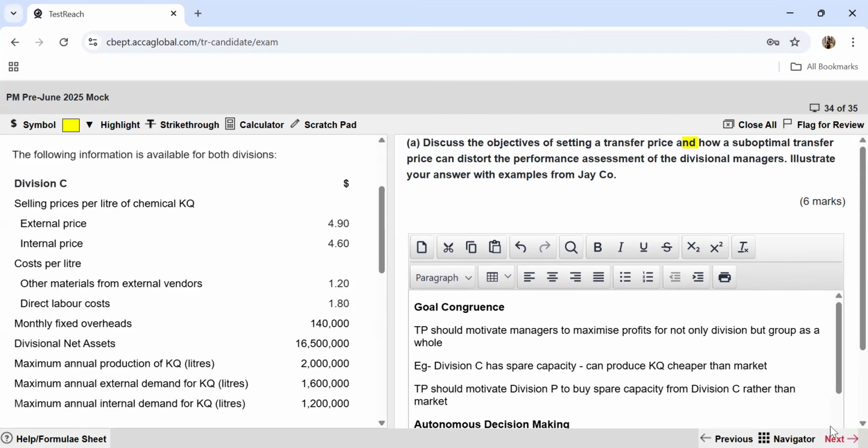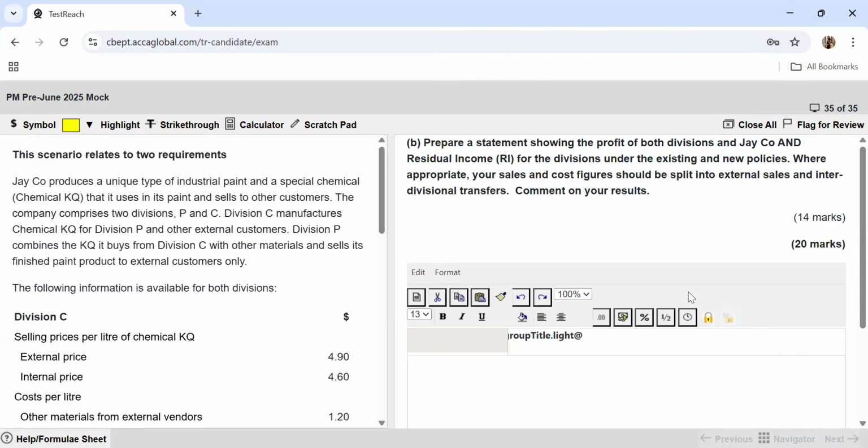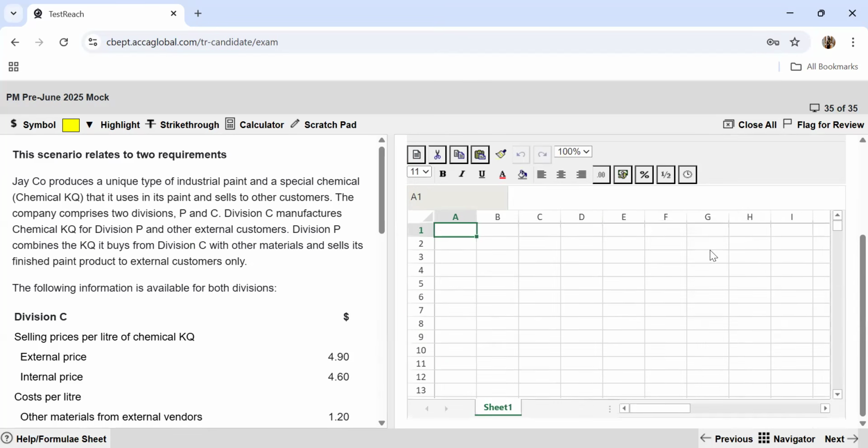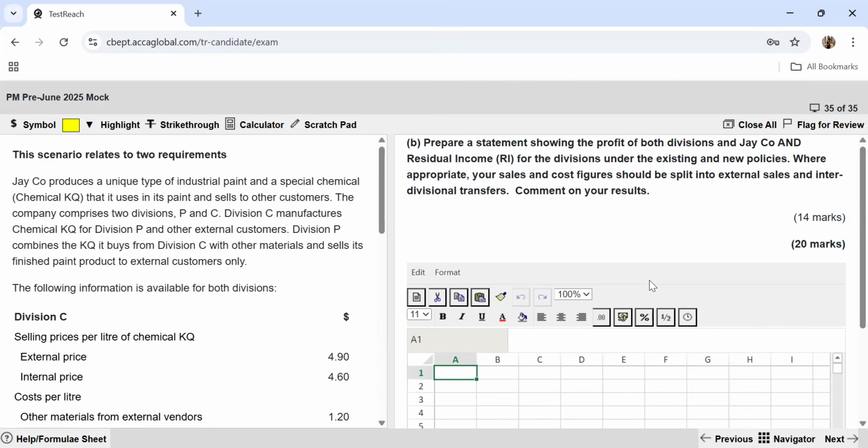Now we are going to head forward to the second requirement pertaining to this question. This is a 14 marker requirement, wherein they are asking us to prepare a statement showing the profit of both of the divisions. Let me just reset all of the numbers so that I can show you the calculations from scratch. We're supposed to prepare a statement showing the profit of both divisions and J company and the residual income for the divisions under the existing policy as well as the new policy. Where appropriate, your sales and cost figures should be split into external sales and interdivisional transfers. And then we are also supposed to comment upon our results.